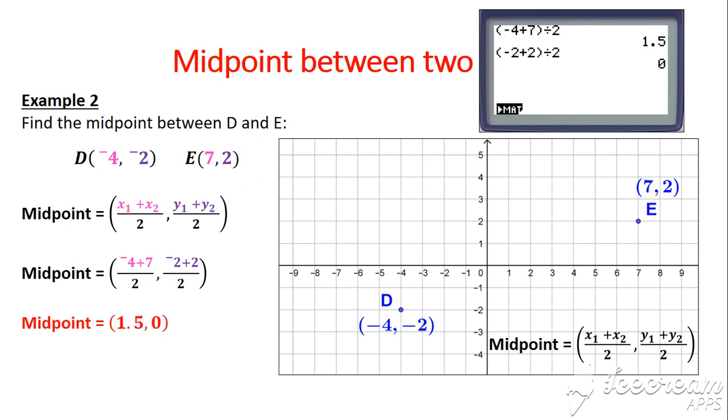So we have our coordinate of 1.5, 0, which once again, if we plot that on the Cartesian plane, it's 1.5 squares across and no squares in the y direction, which is our midpoint. It's halfway between D and E.